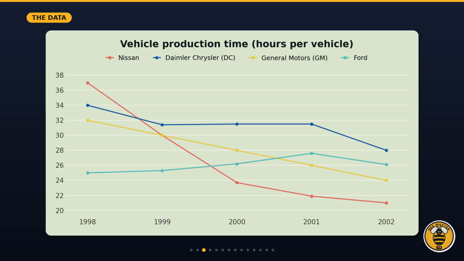Take 20 seconds to study the graph. 4 lines, 5 years, and the vertical axis shows hours needed to build one vehicle. Nissan starts highest at about 37 hours and ends lowest at roughly 21. Daimler Chrysler stays near the top of the chart the whole way through. General Motors falls in a straight, steady line. And Ford, the flat teal line at the bottom, actually drifts upwards. Notice that the lines cross. That is where your comparisons come from.